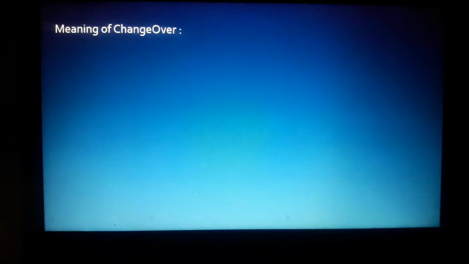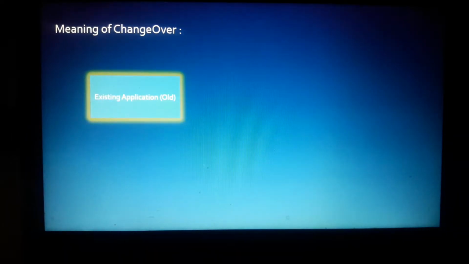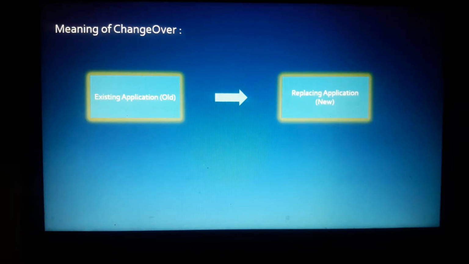So, meaning of changeover. In a simple sense, we can say that moving from one application to another application, we call it changeover. There is one existing application, which is the old one, and we are moving that to the new application, which is nothing but the replacing application. So, this is called changeover.